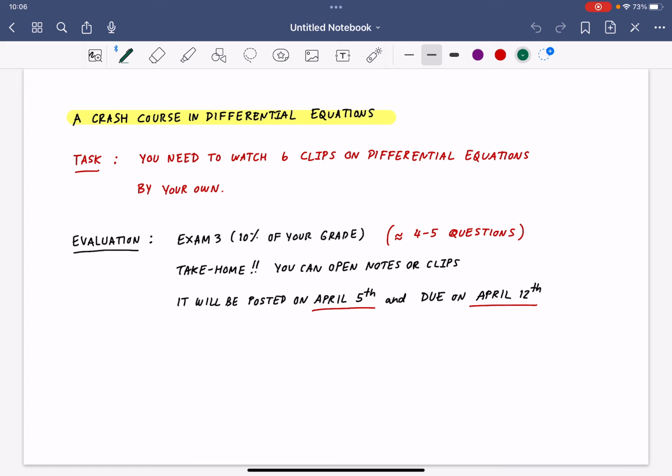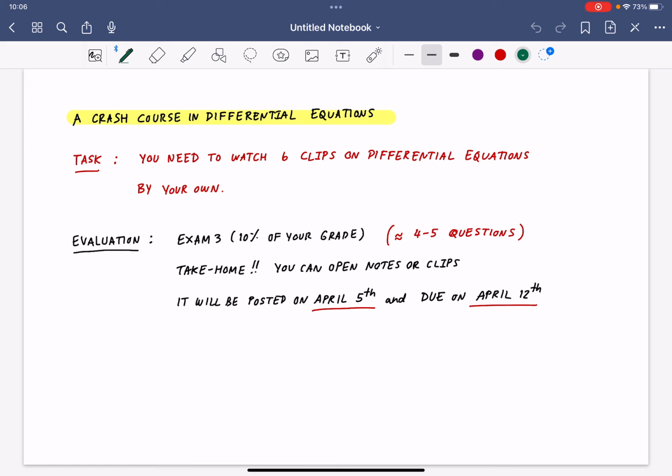Okay, any questions so far? Does exam 3 only include the differential equations or also the vectors? Only differential equations. Okay, thank you.